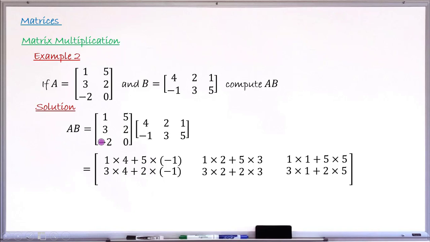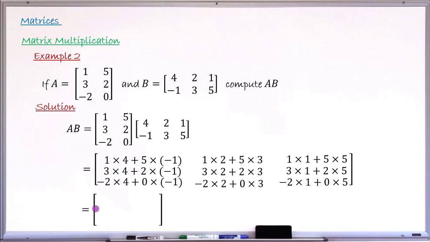Last row will now have, meaning to write the element here, we'll now take this third row and all the 3 columns here. So you're going to have minus 2 times 4 plus 0 times minus 1. And the next one is now going to be that row times this column. So you now have minus 2 times 2 plus 0 times 3. And lastly, third row times third column, that gives you minus 2 times 1 plus 0 times 5. So what I'm going to do is to multiply and add so that I'll have my resulting matrix.